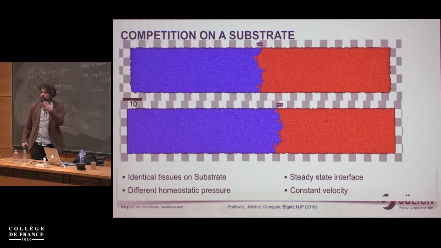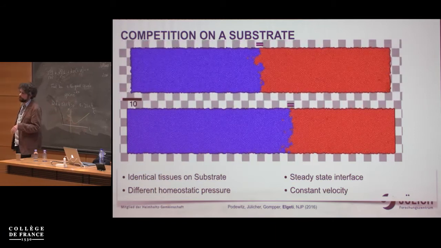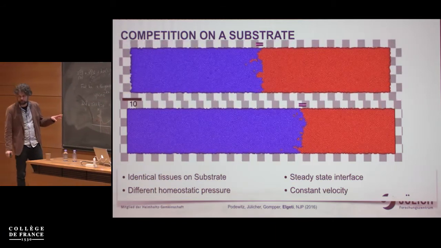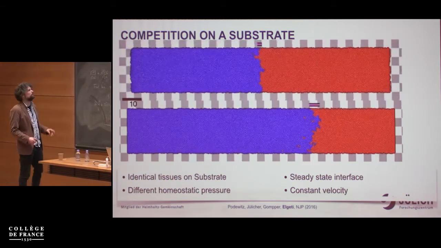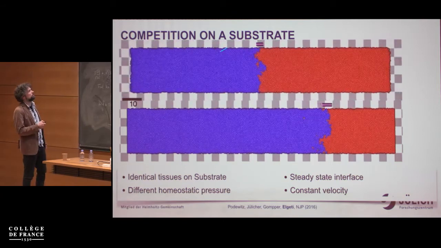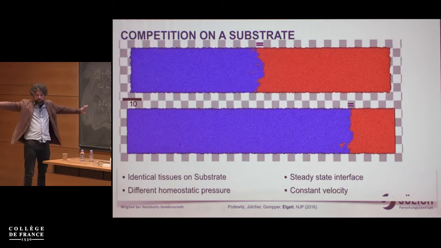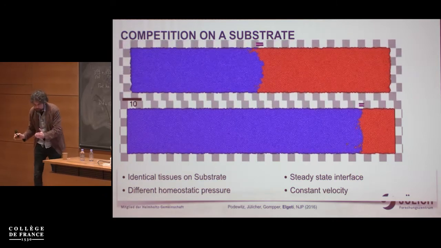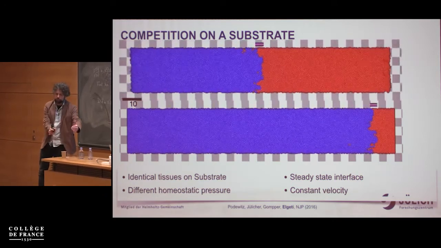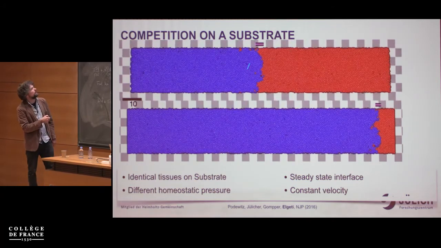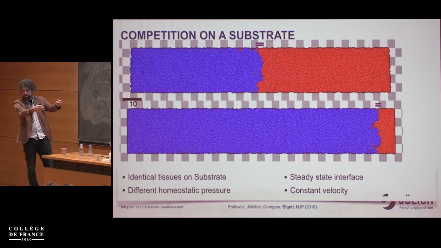Now, in order to get more statistics, we invented a co-moving simulation setup. We call it treadmilling simulations. That's what you see at the top here. You can imagine that you have an infinite system and you're just moving your microscope with the tissue front. That's why it looks like the tissue doesn't move, but you see the substrate moving a bit.